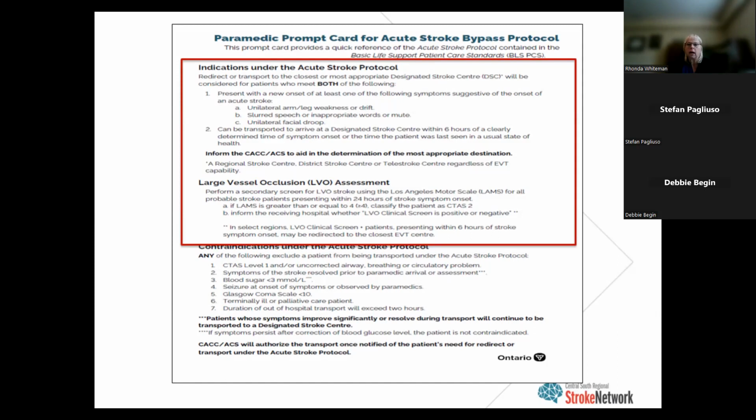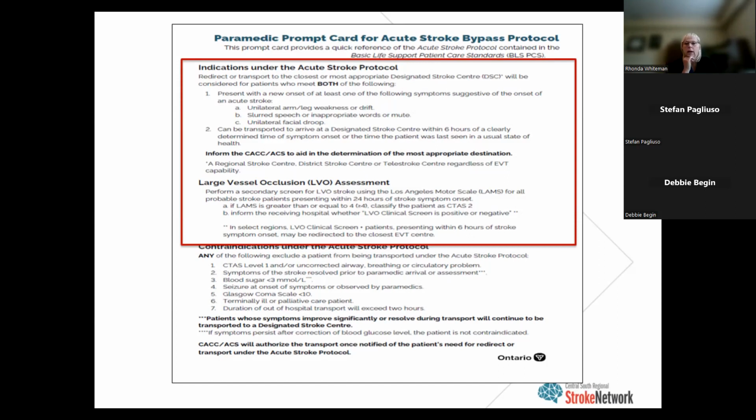I'll use Niagara, and then I'll use an example in the Hamilton area. In Niagara, if the patient's by St. Catharines with a large vessel occlusion stroke, it likely doesn't make sense to stop at St. Catharines General, and that patient should go directly to the stroke center in GNGH where they can have their imaging.